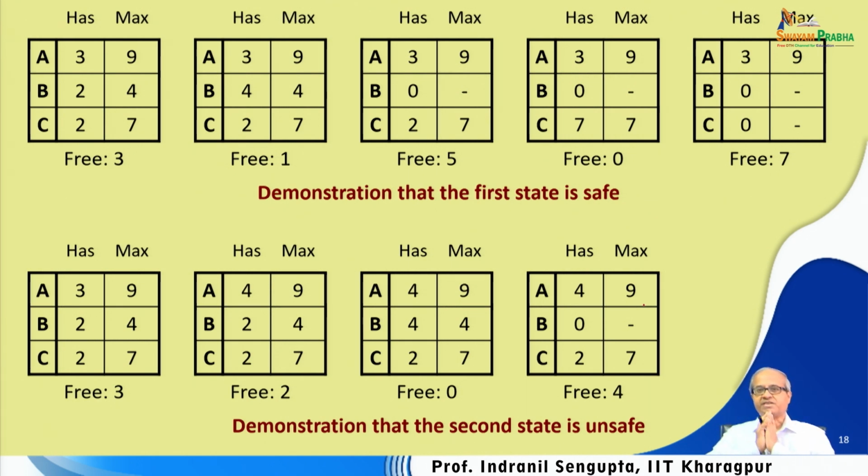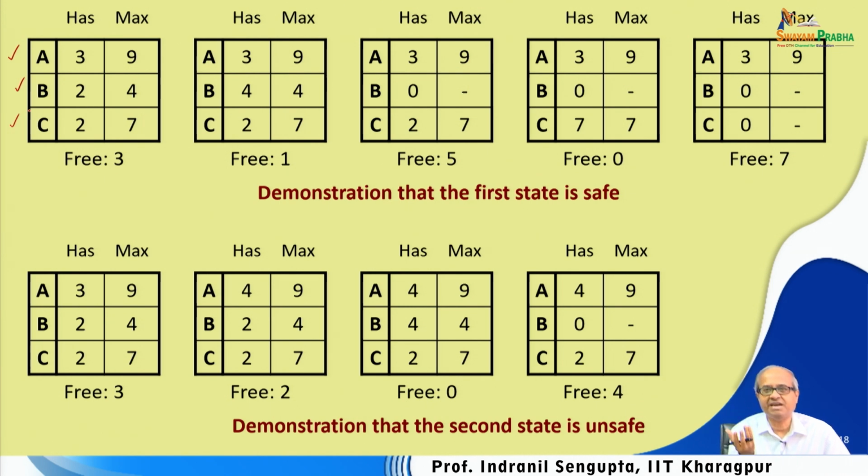Now, let us take a small example and let us work it out. So, we are taking an example where there are three processes, let us say A, B and C. In this slide I am showing many different examples together. Let us see the first one on the top left.